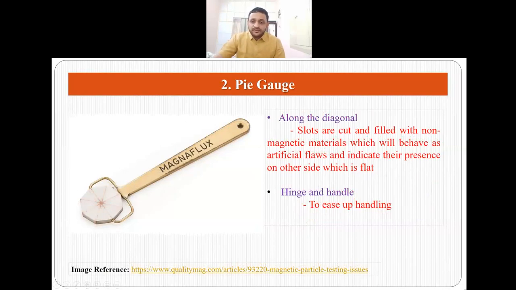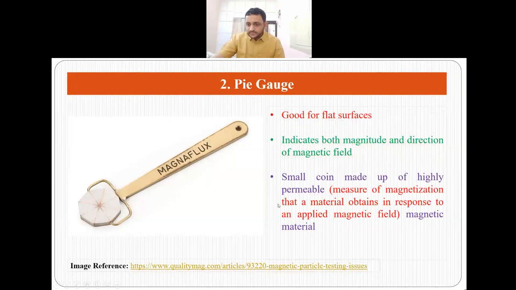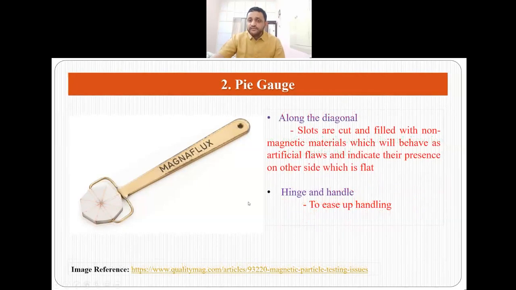So what is done here is that we have a highly permeable material and we cut slots along the diagonals. These slots are cut and filled with non-magnetic materials. And these non-magnetic materials will behave as artificial flaws and will help in detecting the defects. And also there is a hinge and handle for handling purposes.